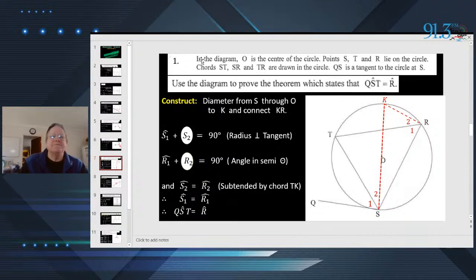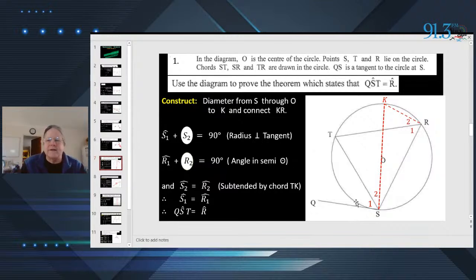So let's see. In the diagram, O is the center of the circle. Points S, T, and R lie on the circle. And then we have got chords over there. QS, here at the bottom, is a tangent to the circle. Use the diagram to prove the theorem that states that angle QST, I've numbered it a 1, is equal to the angle at R, which is R1. Now again, on your paper, you won't have the red. So to prove this theorem, you will have to do a construction.